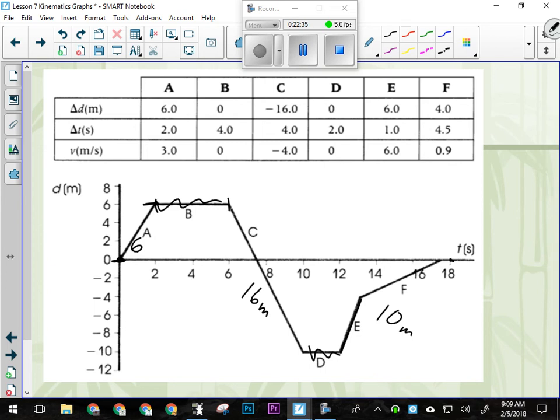Everyone all right with that? We could have done them one at a time, but it was just as easy to do it that way. All right, so we got 6 plus 16 is 22, plus 10 more. The total distance traveled is 32 meters. What's the average speed? Not 0.